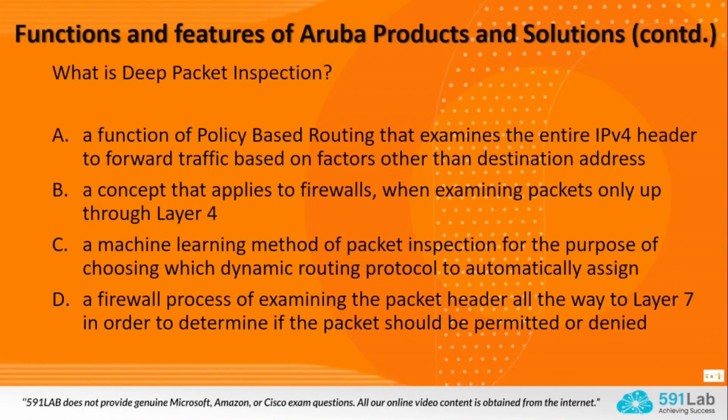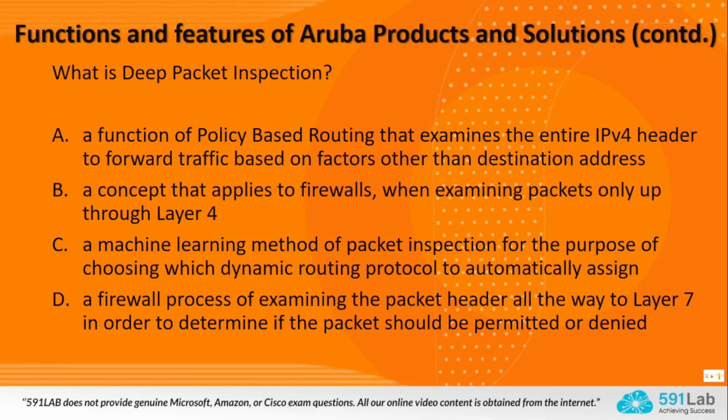Option A, a function of policy-based routing that examines the entire IPv4 header to forward traffic based on factors other than destination address. There's nothing related to policy-based routing for the deep packet inspection. So option A is wrong.